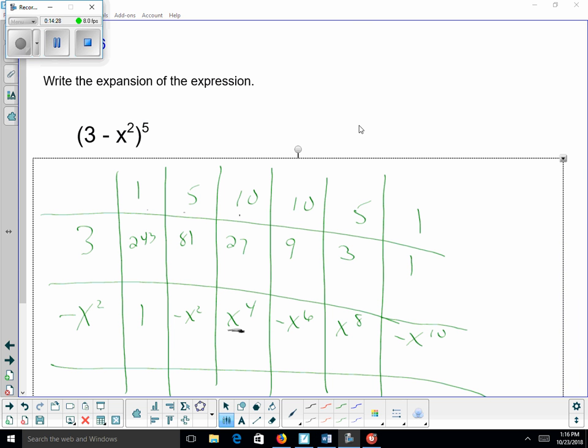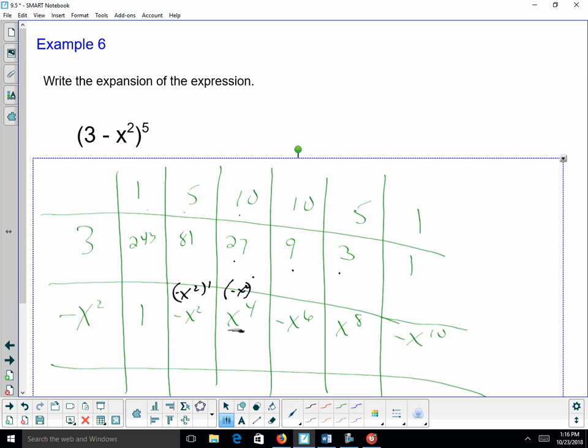Okay, this is what my chart looks like. These are my coefficients of something raised to the fifth power again, the 1, 5, 10, 10, 5, 1. Then I've raised the 3 to the fifth power, the fourth power, the third, the second, and so on and so forth. Then I take this -x squared, raise it to 0 power, and then increase the power. But this is -x squared raised to the first power. This is -x squared, squared.